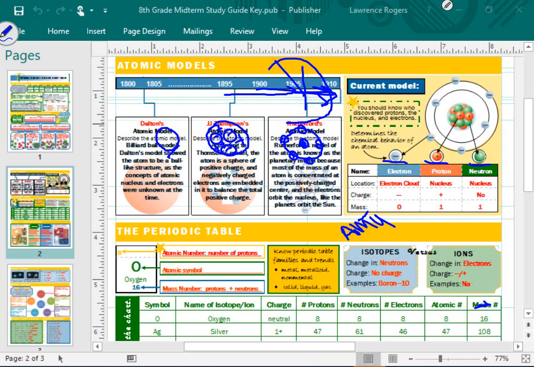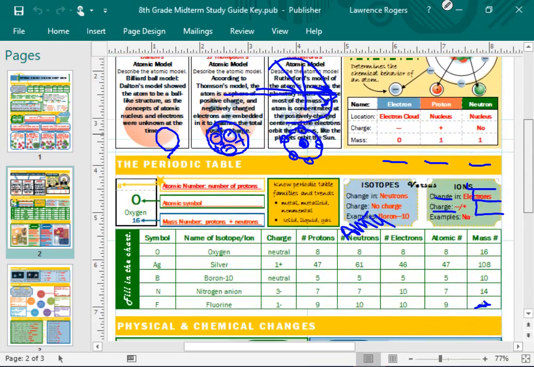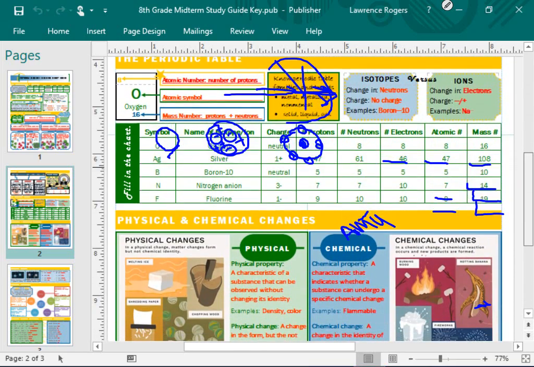Protons, they are in the nucleus. They have a plus charge, and they have an atomic mass of 1. Neutrons are in the nucleus as well. All right, they have no charge. All right, and they have a mass of 1. Okay, when we change our neutrons, we start changing our atomic mass. Protons never change. Neutrons can change. We talked about isotopes, and we'll talk a little bit more about them in just a second.